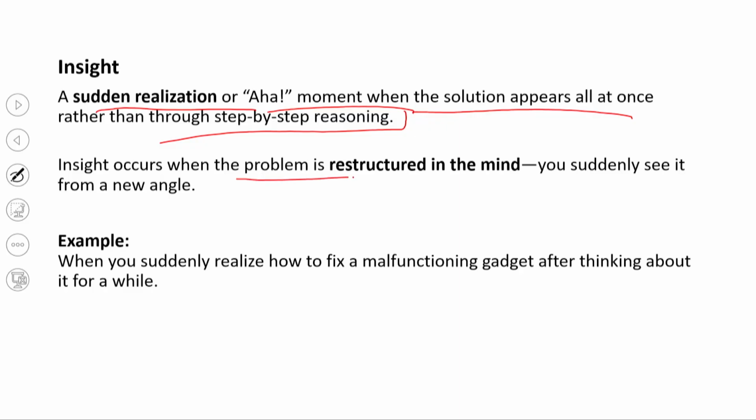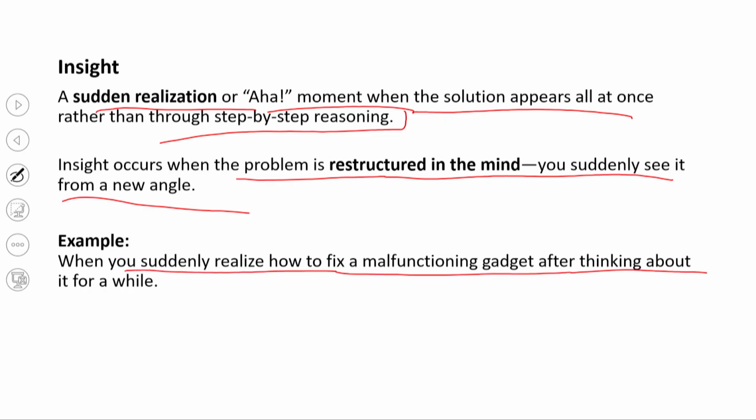Insight occurs when the problem is restructured in the mind. You suddenly see it from a new angle. You have been trying in certain ways, but it was not working. Suddenly in your mind you realize I can do it in that way and it works. So, you look at it from a different perspective because you have been struggling with it. For example, you suddenly realize how to fix a malfunctioning gadget after thinking about it for a while. You could not fix the gadget, but suddenly you realize, I can do this, and then it works. So, that is an example of insight as a problem solving strategy.